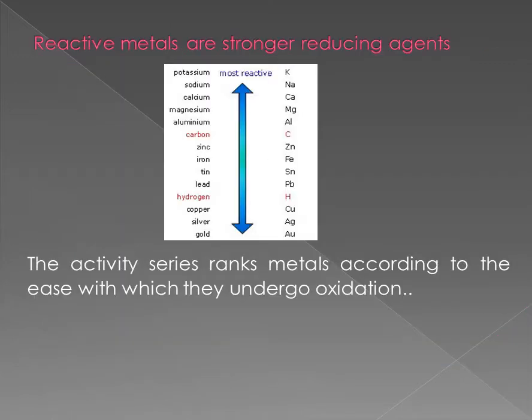Before answering them, we need to see the reactivity order of metals. So the highest is potassium, which is the most reactive metal, and it can be oxidized very easily. So it's a strong reducing agent. However, gold is the weakest one, so it cannot be oxidized, and it's not a good reducing agent, opposite to potassium.